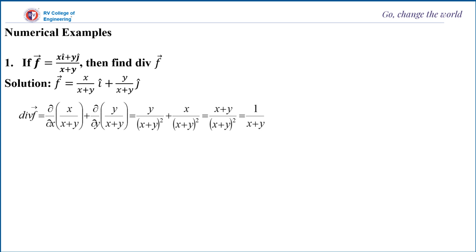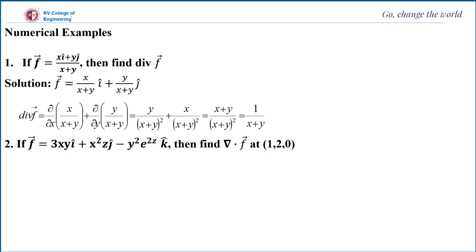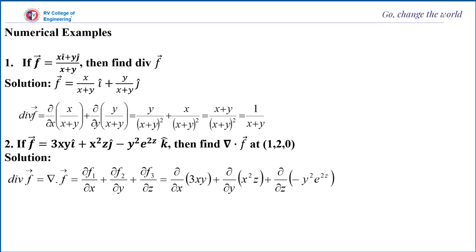So differentiating these two terms and simplifying, we get divergence of f as 1 by x plus y. The other example is if f is equal to 3xy i plus x square z j minus y square e power 2z k, then find del dot f at (1, 2, 0).